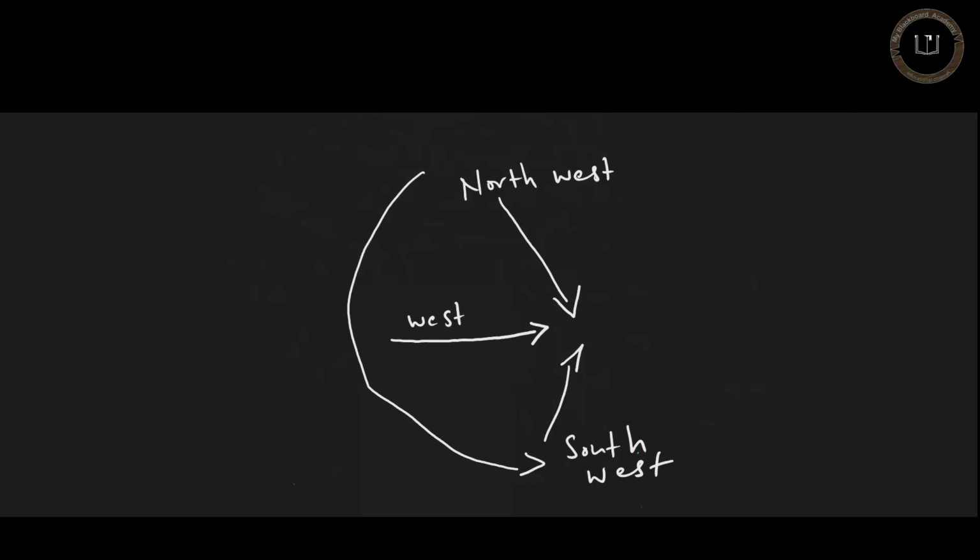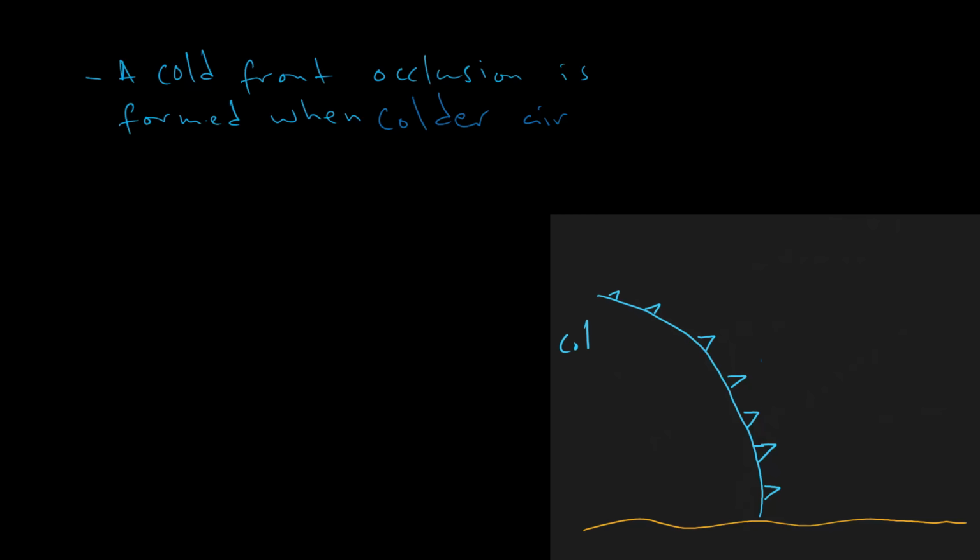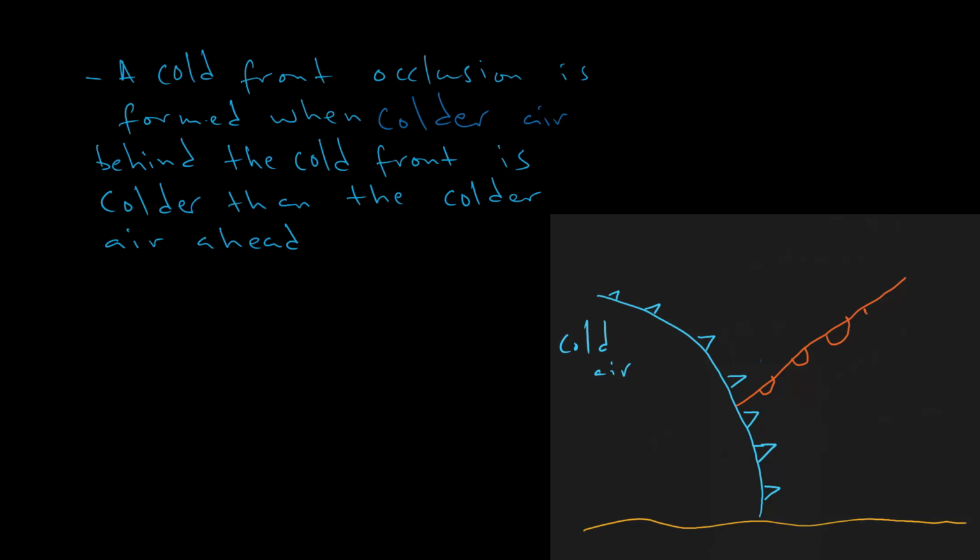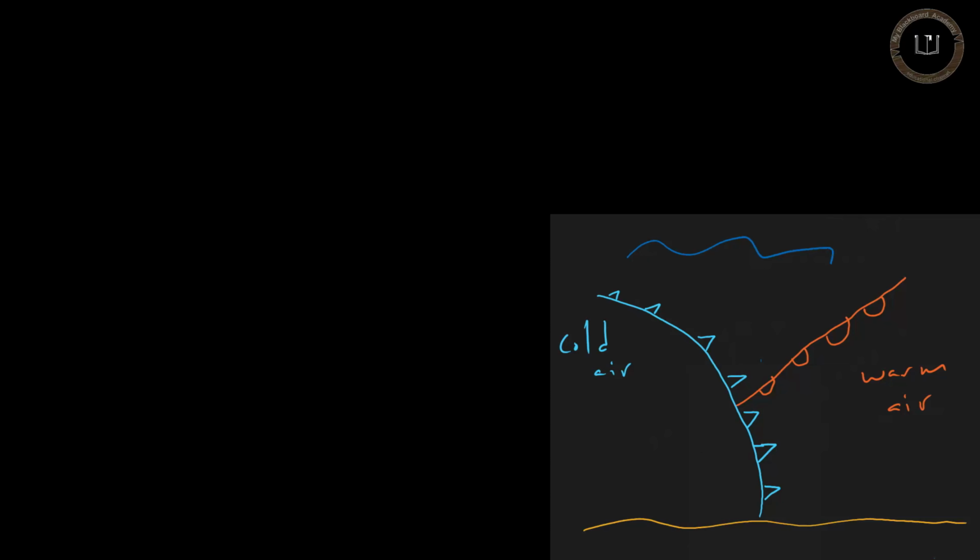Let's look at the weather associated with the occluded front. A cold front occlusion is formed when the cold air behind the cold front is colder than the cold air ahead of the front. When the occlusion begins, the warm air in the warm sector is forced to rise above the ground. The cold front touches the ground while the warm front is lifted off the surface. Cold wet conditions are experienced on the ground.